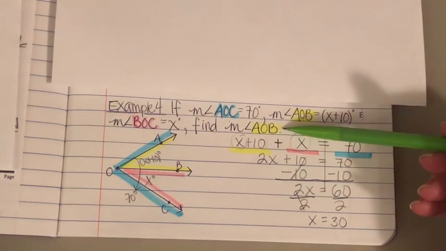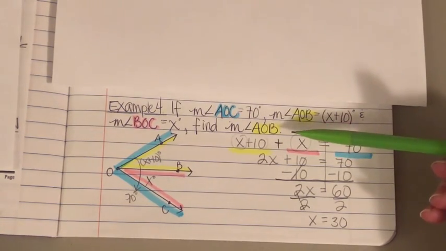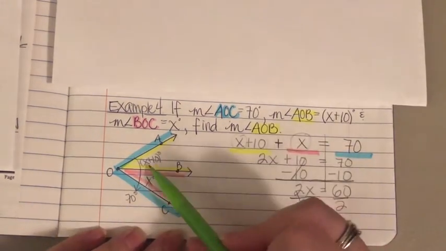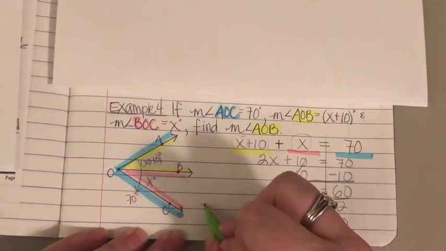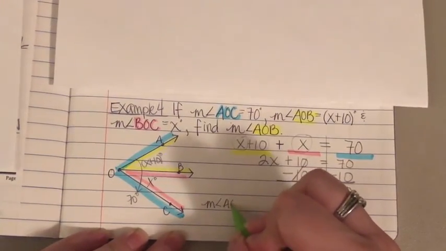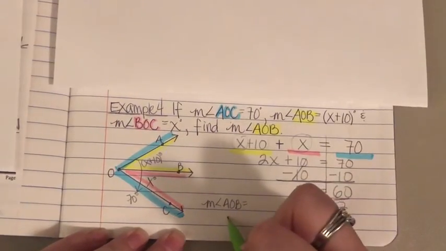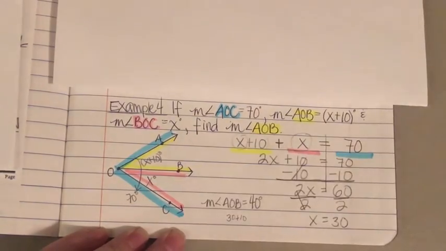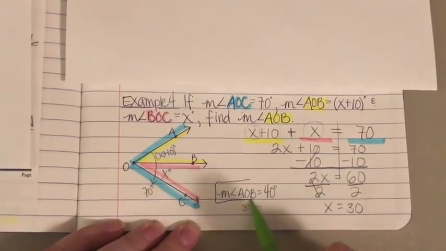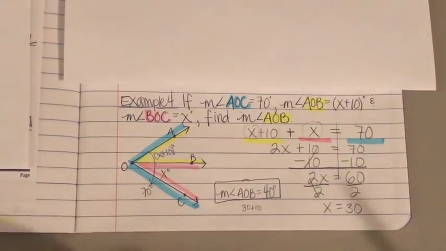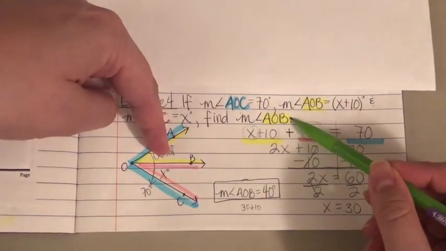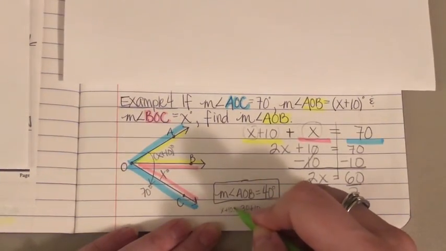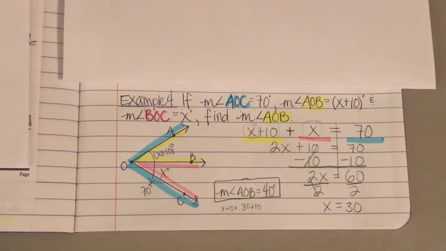And I did ask you right here, we highlighted at the end, find the measure of AOB. So I actually have to go back and plug it in right here. So I need to think the measure of angle AOB is going to be 30 plus 10, 40 degrees. This would be my final answer for our last example. Okay, all I did was I simply found angle AOB, the yellow one, and I plugged it in because it was x plus 10. So I substituted and then I solved.